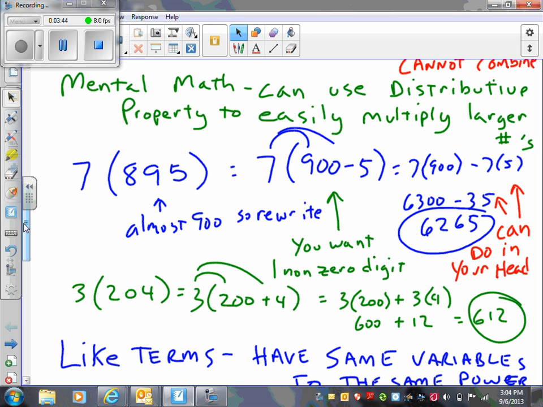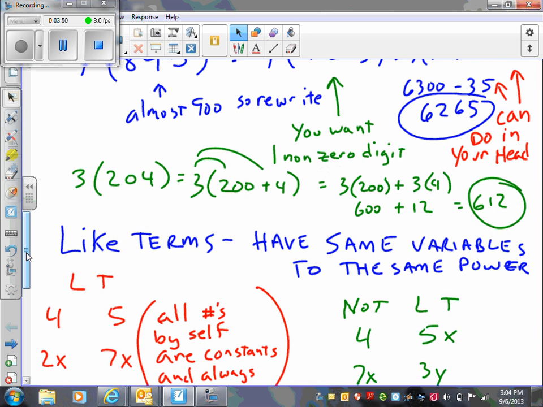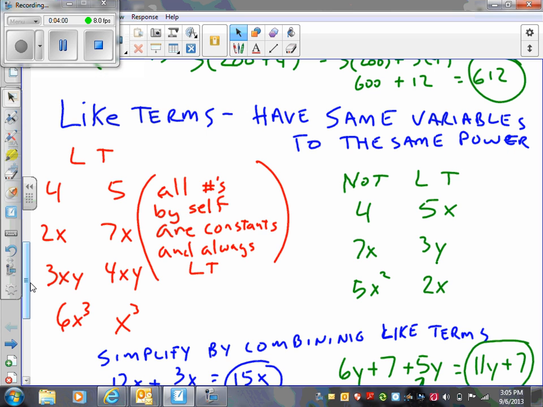So it's 612. Now, we talked about the variables, the like terms, combining them. Like terms have the same variables to the same power. So 4 and 5 would be like terms. Anytime you have a number by itself, we call that a constant, and all constants are like terms because they don't have a variable. That's the same thing as having the same one. So 2x and 7x are like terms. 3xy, 4xy, like terms. 6x cubed, x cubed, like terms, same variable to the same power.